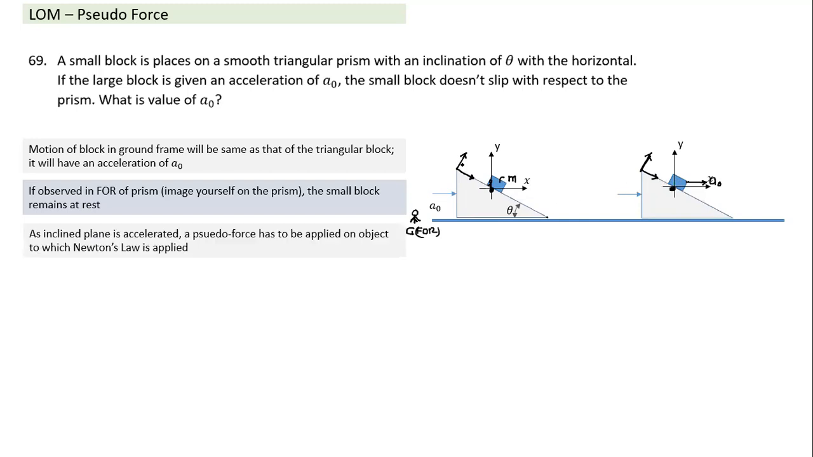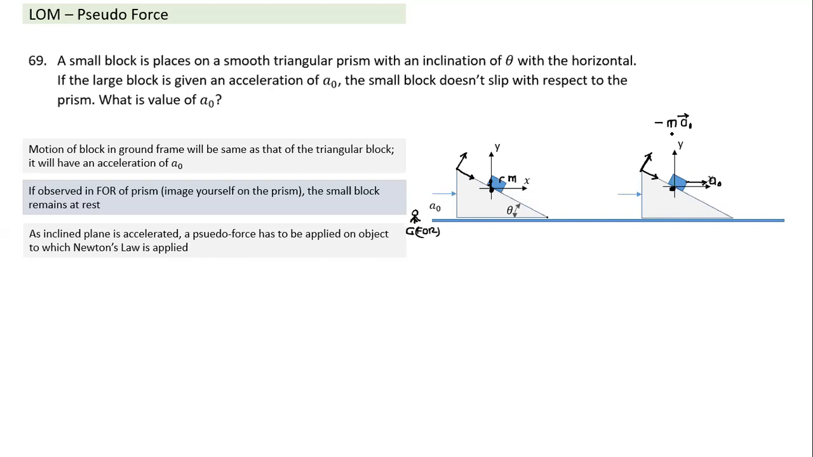But this frame of reference is accelerated. If I have a frame of reference which is moving with the block, then the frame of reference is also accelerated. So when we apply Newton's law of motion, we need to apply a pseudo force. The inclined plane is accelerated. The pseudo force has to be applied on the object to which Newton's law is being applied. So if I am applying Newton's law of motion to this particular block, which has mass m, the pseudo force also needs to be applied, and typically you apply the pseudo force at the center of mass. And this is what the pseudo force is.